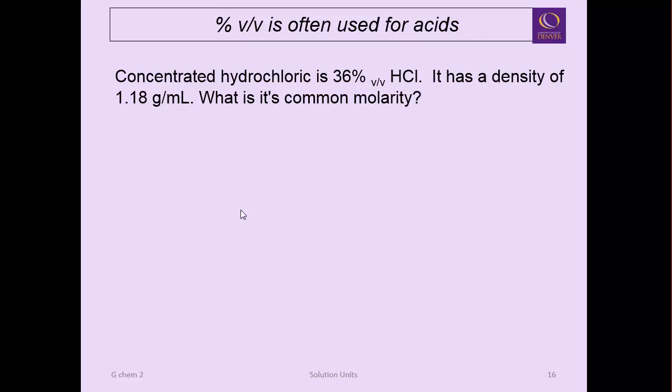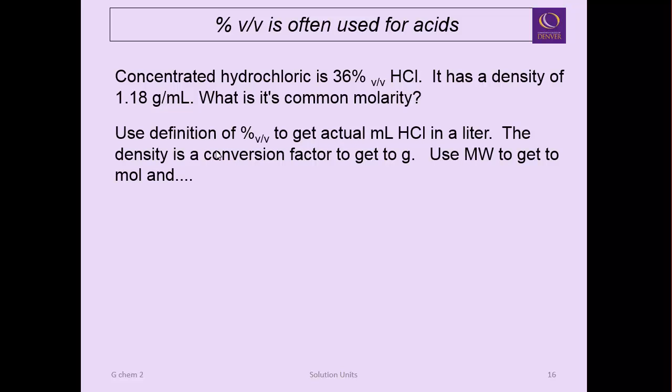So one last look at these units. Percent volume per volume is often used for acids. A lot of times you get a bottle of acid and they'll say 36% HCl, for example. That's concentrated HCl. So how do you turn that to molarity? Because that's a common thing that happens. You want to know the molarity if you know the percent volume per volume. So first off, use the definition of percent volume per volume to get the actual mils of HCl in a liter. Because we're going to molarity, we want to know moles per liter, so let's assume we have a liter of this material. If we had a liter of this material and we had 36% of that liter, or 360 milliliters of pure HCl, and here's what's nice.